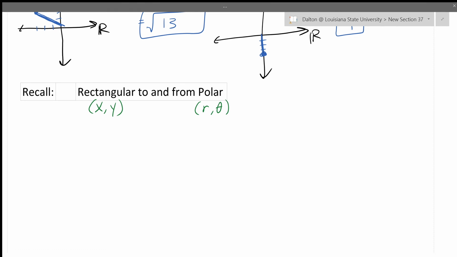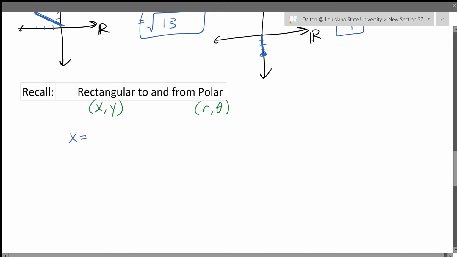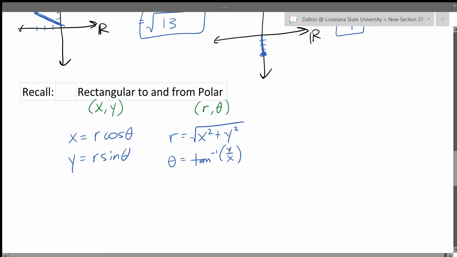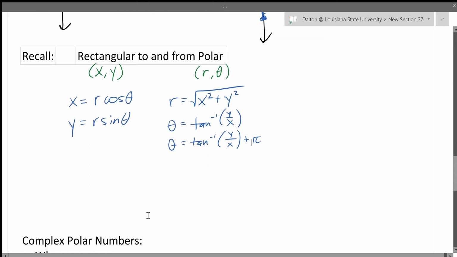I think the 2 easiest equations that people tend to remember are what x and y equal. x is equal to r cosine theta. y is equal to r sine theta. And then for r and theta in your polar coordinates, r is going to be the square root of x squared plus y squared. And then theta has 2 options. Theta is either going to be tangent inverse of y over x, or tangent inverse of y over x plus pi. How do you know which equation for tangent needs to be used?